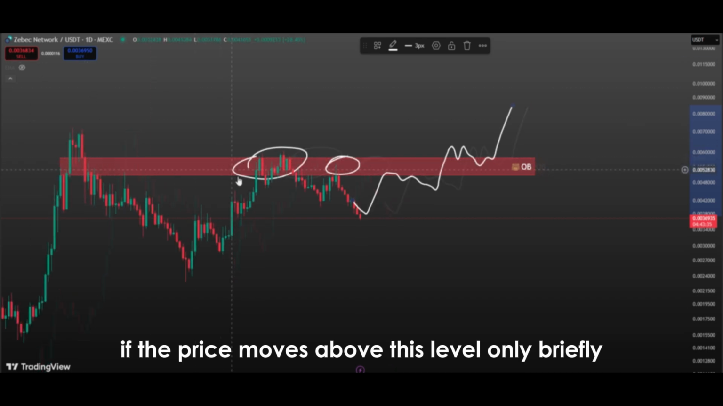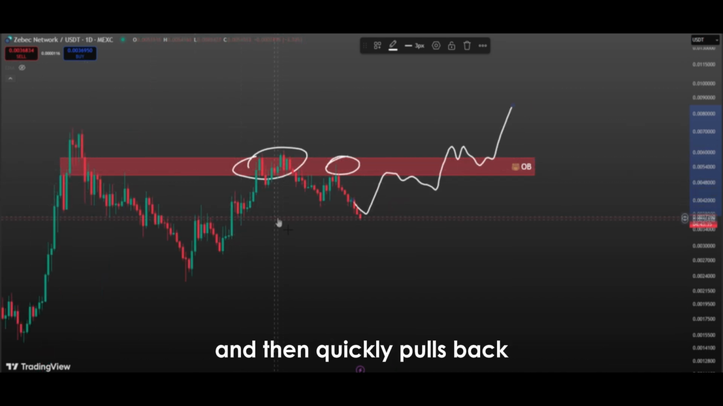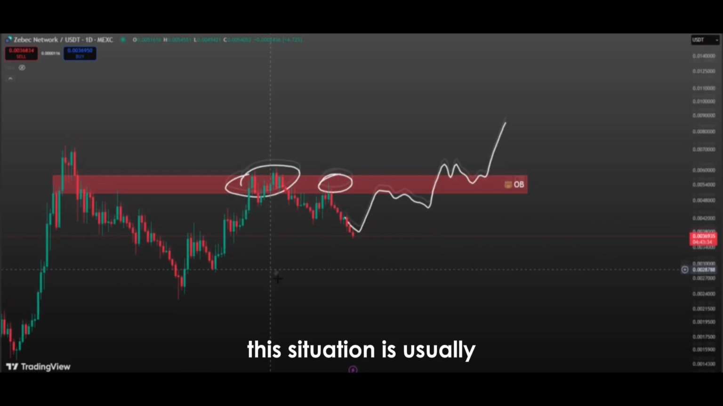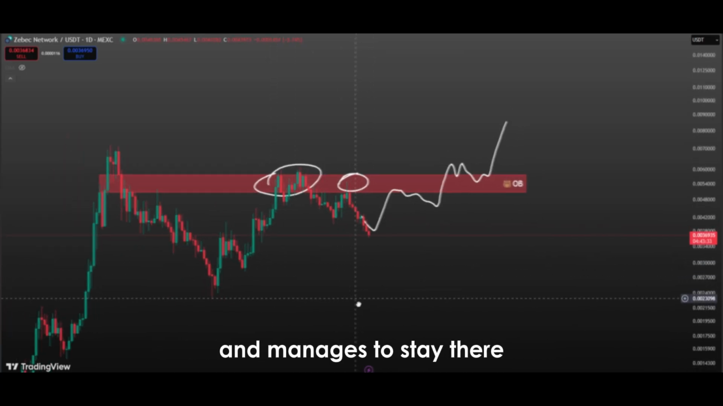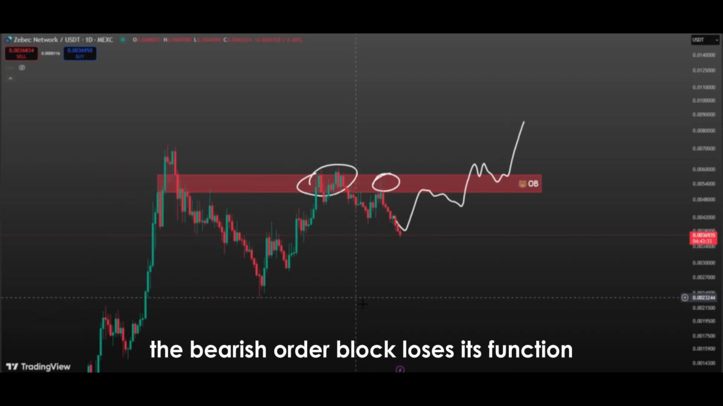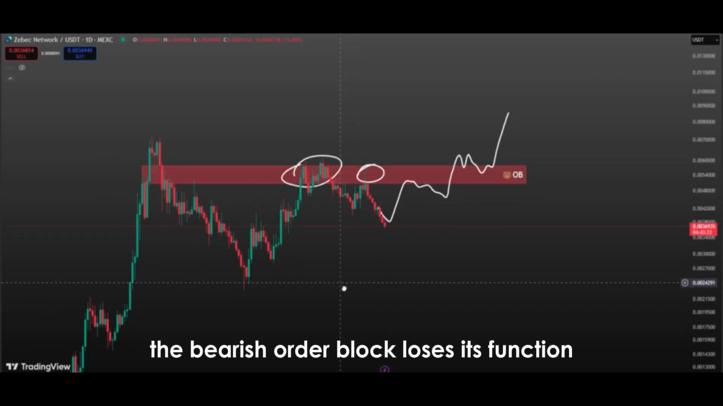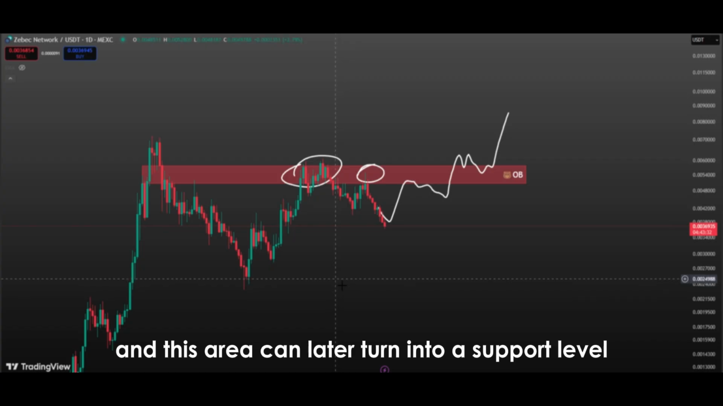If the price moves above this level only briefly and then quickly pulls back, this situation is usually considered a false breakout. But if the price moves above this level and manages to stay there, the bearish order block loses its function, and this area can later turn into a support level.